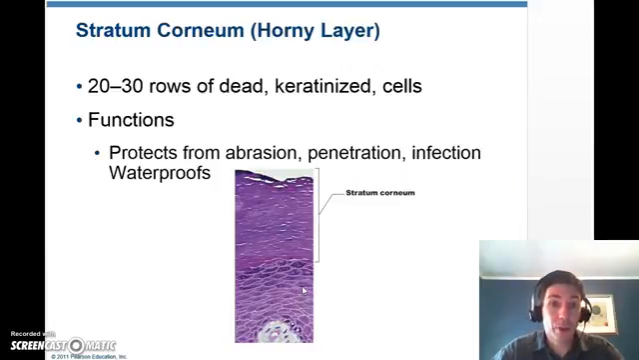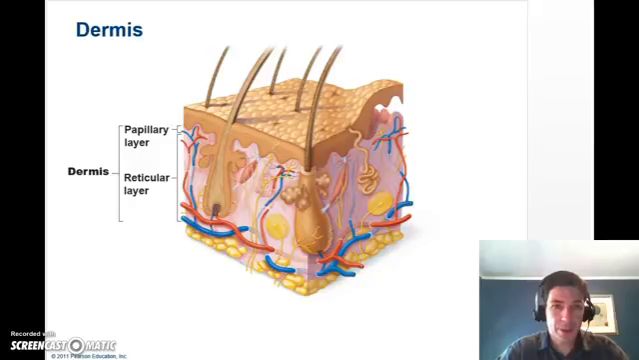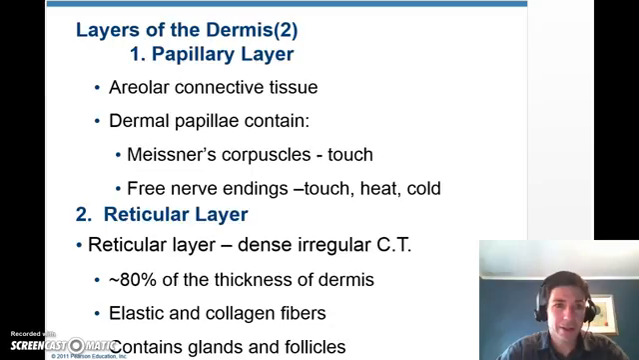Then you have the stratum corneum, which is found typically only on thick skin, and it is, as it says here, many rows of dead keratinocytes, which functions to protect you from abrasion and penetration of your skin. Right. And the dermis we don't care about, so I have nothing to say about this slide.